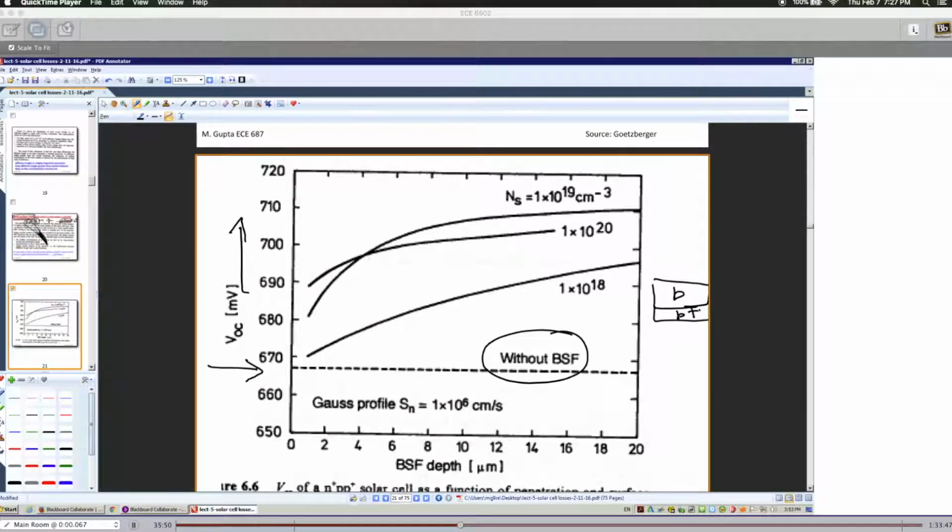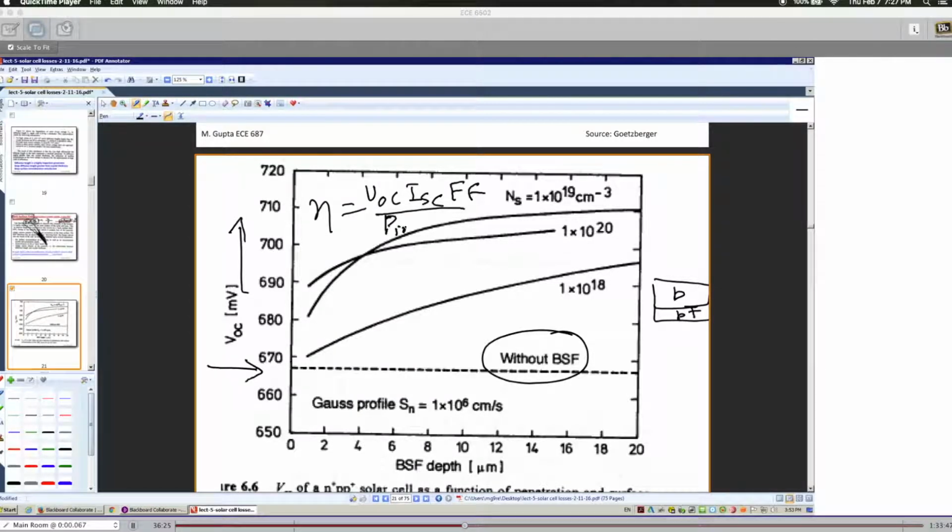Why does the open circuit voltage go up? What's the physical reason? In total resistance, will reduce when... Okay, well the resistance certainly changed, but where is the resistance reflected in the efficiency? The efficiency is given by VOC, ISC, fill factor divided by the incident light power. So if you have resistance, which factor does it impact more?